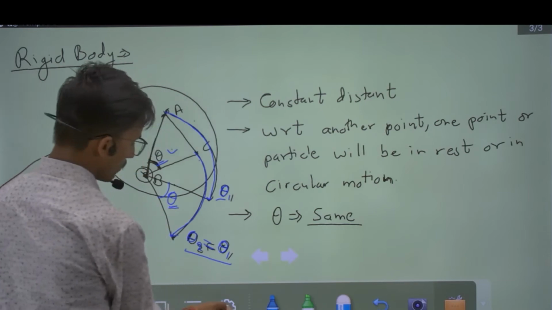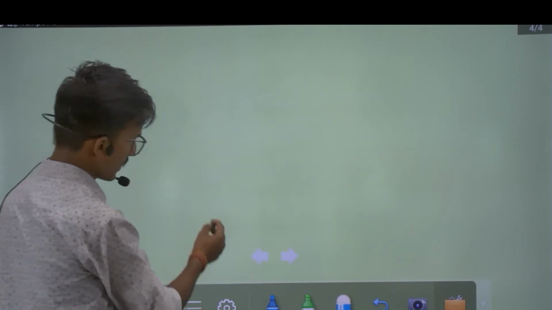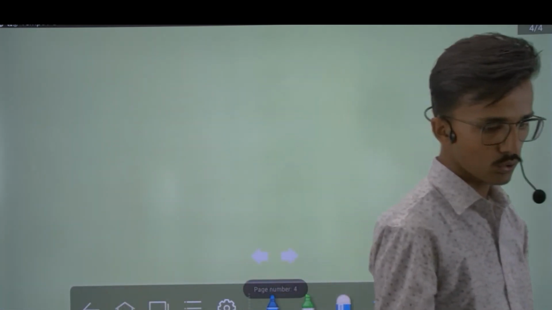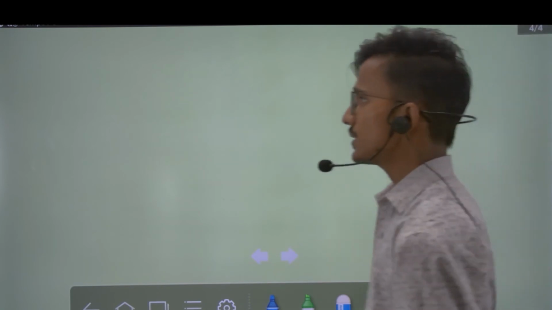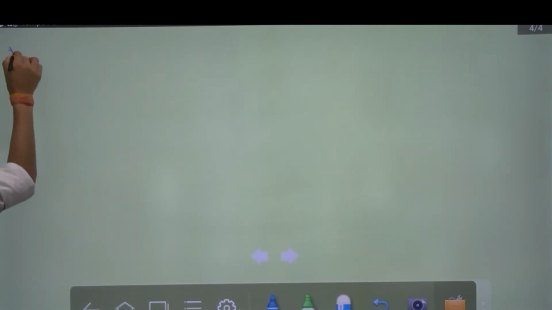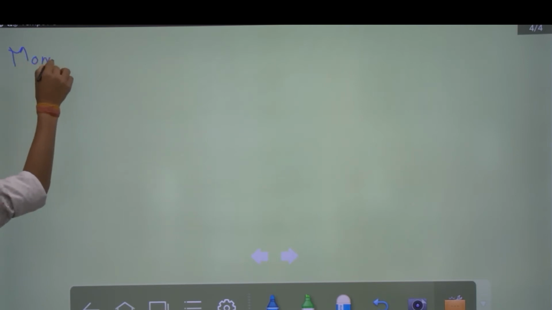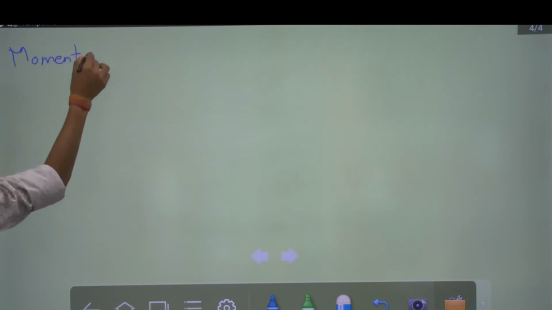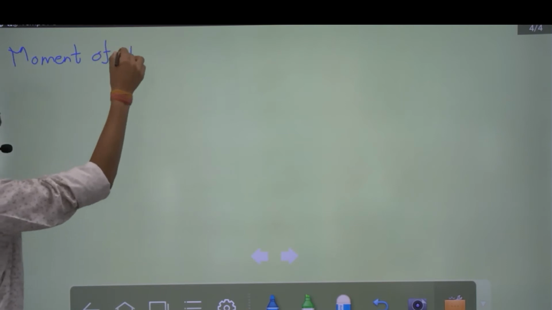Okay, now we will move to the next topic. The next topic is moment of inertia. We will discuss the moment of inertia.